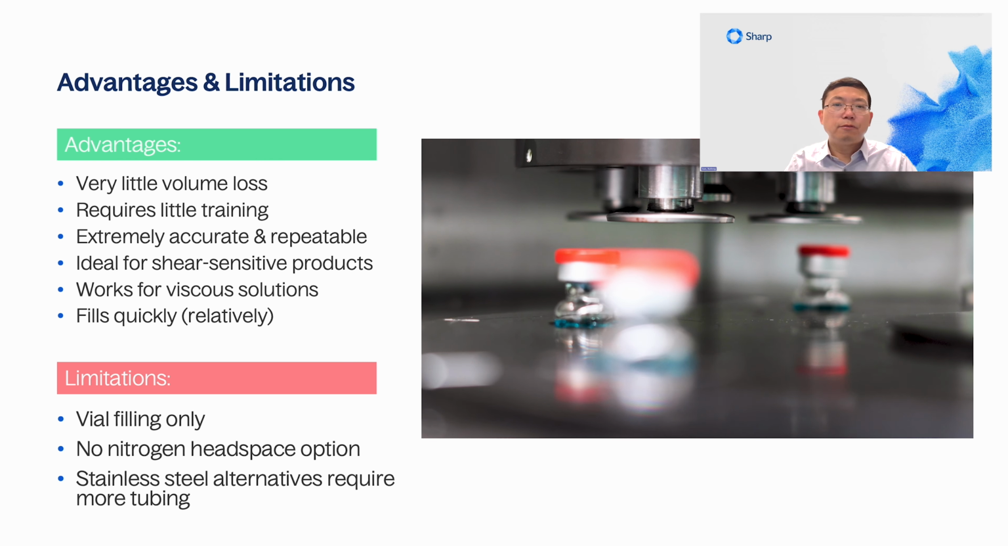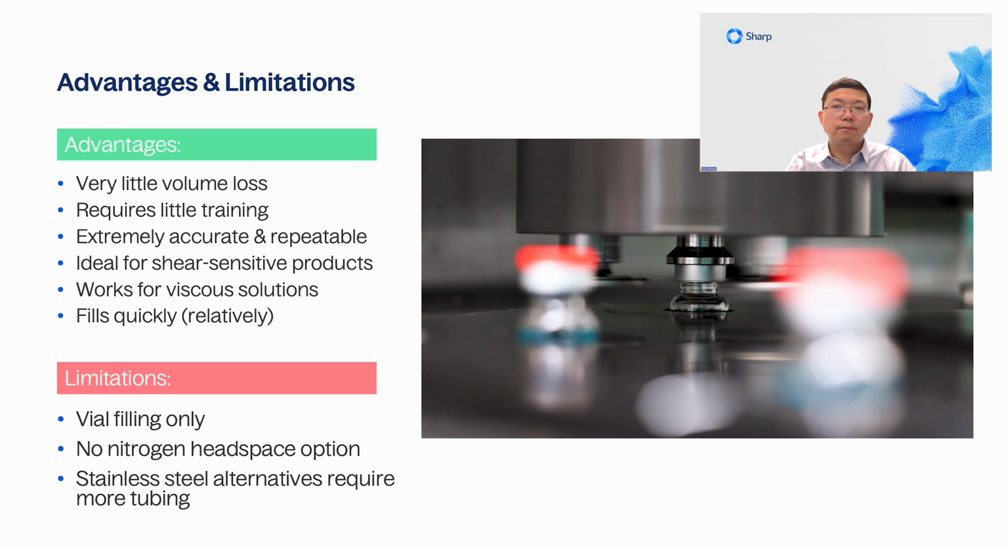This is ideal for shear-sensitive products. There's no mechanical pressing or pushing like you have with traditional filling processes, ones that use a peristaltic or piston pump to move the solution. And the system is under very slight pressure. It fills relatively quickly. For manual filling, we can likely reach a fill rate of 100 to 200 units per hour.